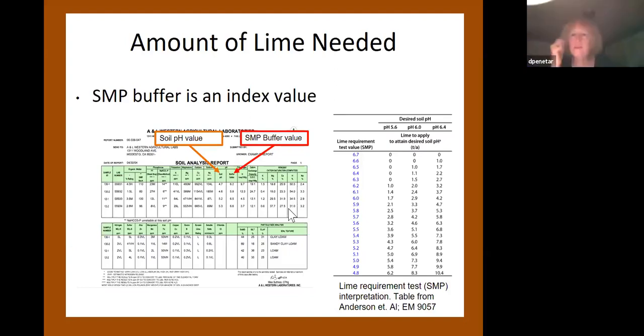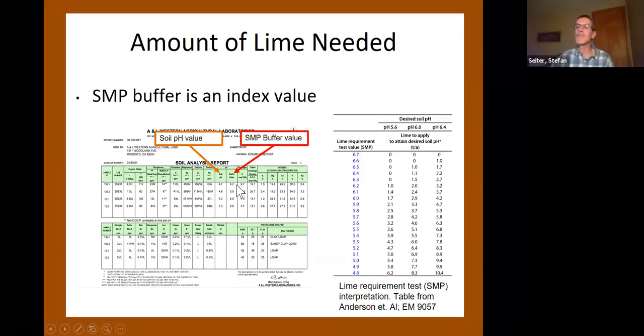Yeah? So what is the bottom line for people like me who are not chemists and really don't understand a lot of this? When we get a report like this back, we're not looking at the soil pH value. We're supposed to look at the buffer value then? Is that what you're saying? That's what I'm saying, because it reflects the soil type.